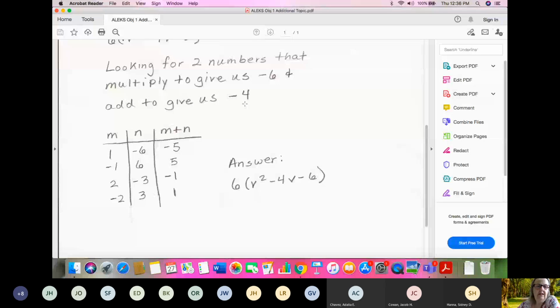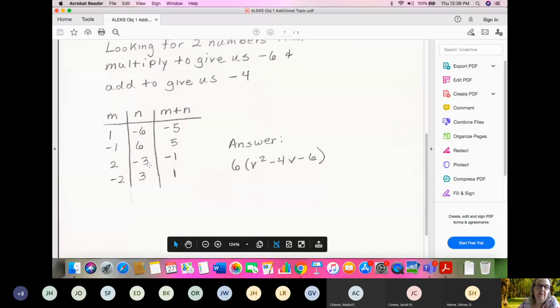Let's look at 2. We're looking for two numbers that multiply to give us negative 6. So 2 times what is negative 6? Negative 3. 2 plus negative 3 is negative 1. That's not negative 4. Change the sign on this 2 to get negative 2. Change the sign on this negative 3 to get positive 3. Add those two together. Negative 2 plus 3 is really 3 minus 2, which is 1. That's not equal to negative 4.